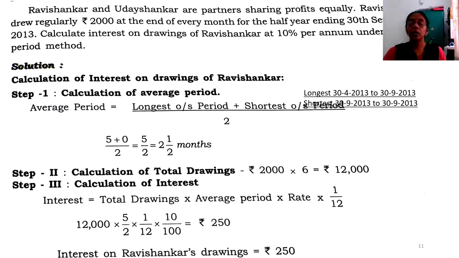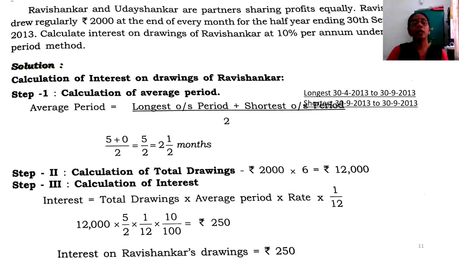Just here you assume that 1st of April is going to be our start of the year. We are talking about 2013 only because we have only 6 months here. 1st of April 2013 till 30th September 2013. So 1st of April 2013.